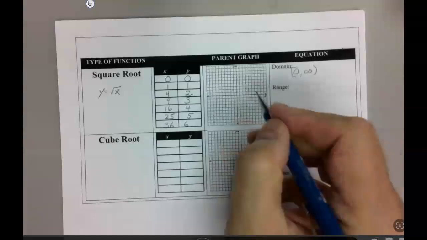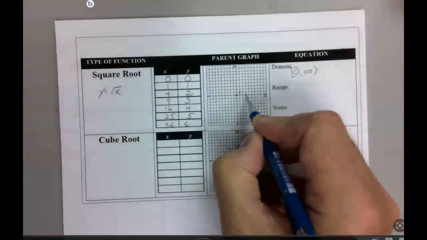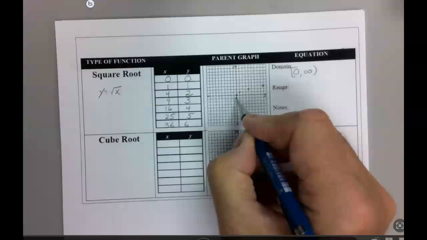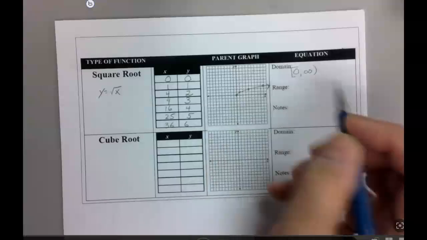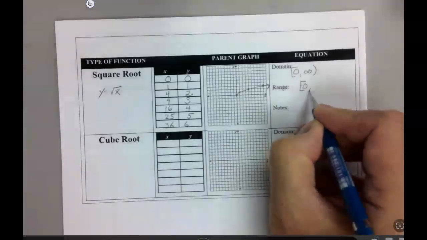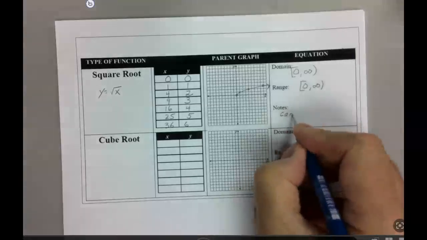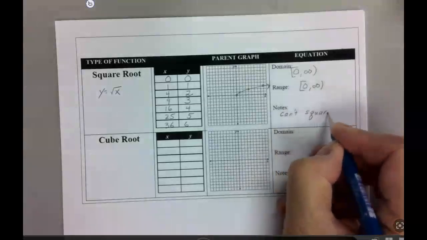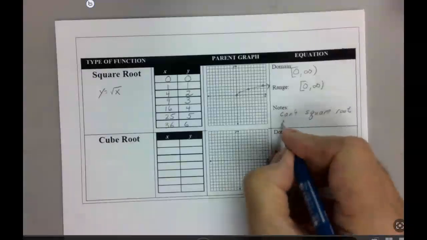Your range, just graph this thing: 0, 0, 1, 1, 4, 2, 9, 3. It looks like this, half of a C. So the range on this one here is also 0 to positive infinity. And remember, you can't square root negative numbers.